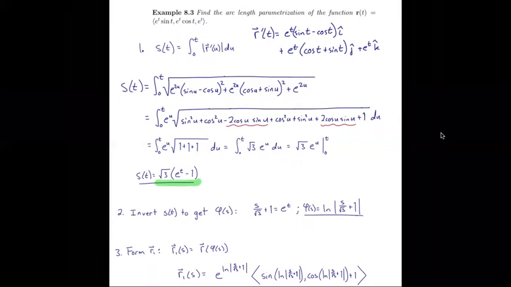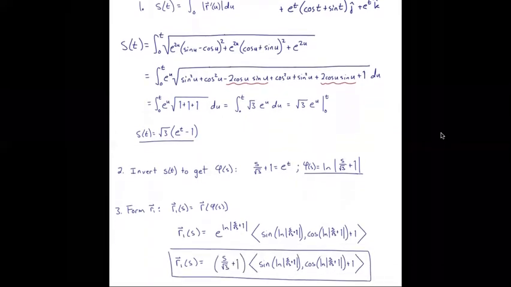So there's s of t. To invert this, it requires a little bit of algebra and then the logarithmic function, and we end up with phi of s is equal to natural log of s over root 3 plus 1. Just taking steps to solve for e to the t and then take natural log of both sides. This is our phi of s function.